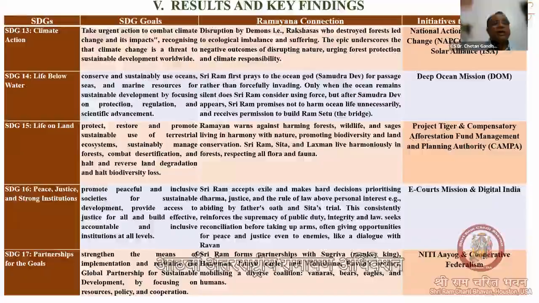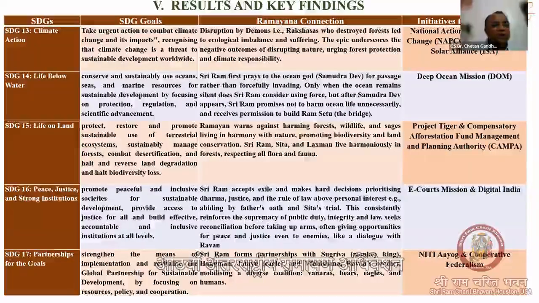Life on land protects, restores, and promotes sustainable use of the land. Ramayana warns against harming forests and wildlife, and accordingly the Rakshasas were killed. Project Tiger and the Compensatory Afforestation Fund Management have been followed.